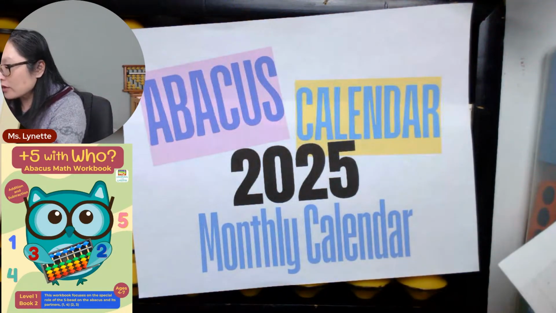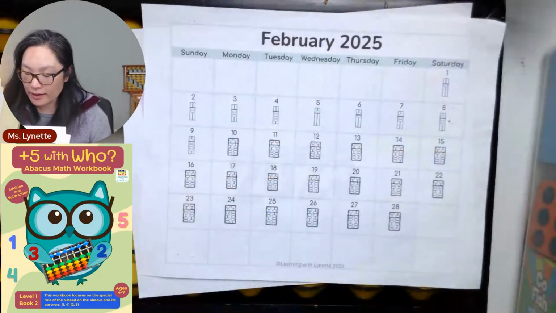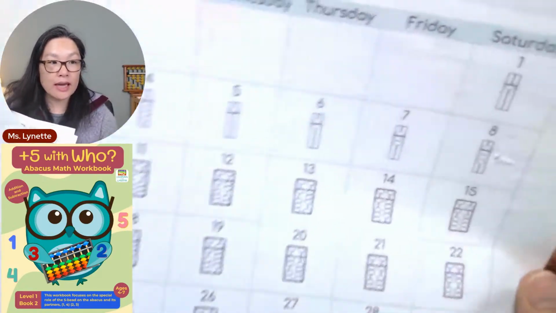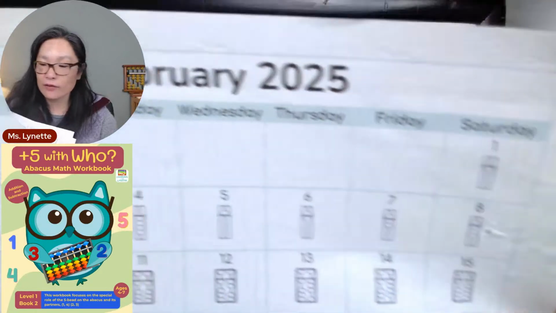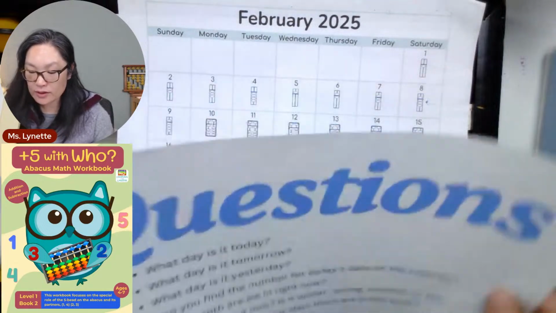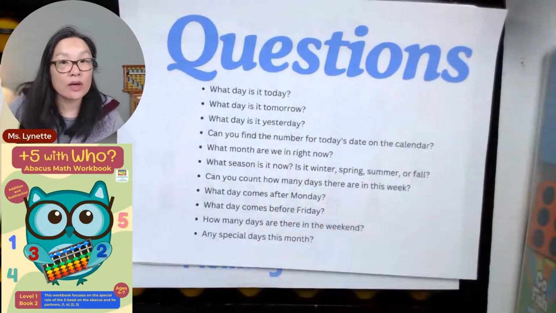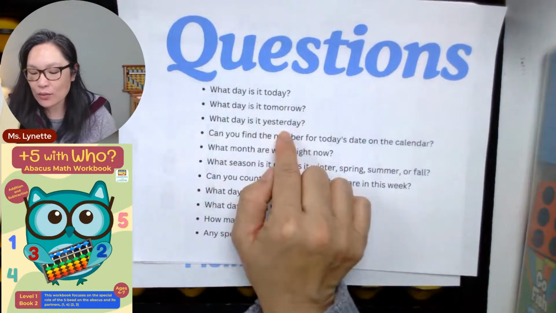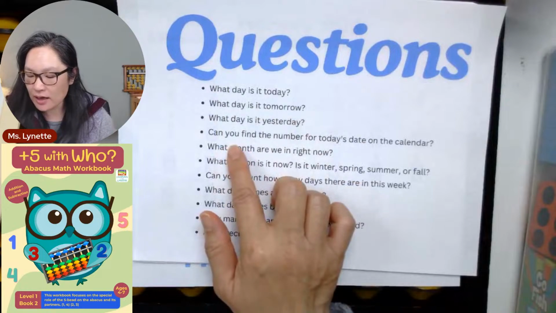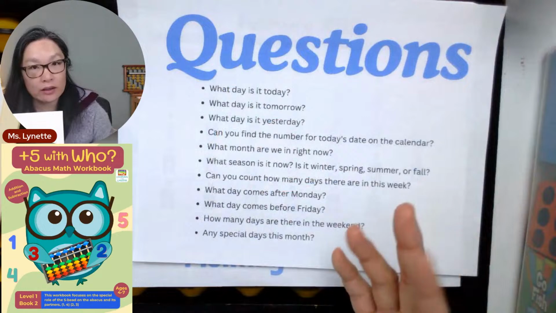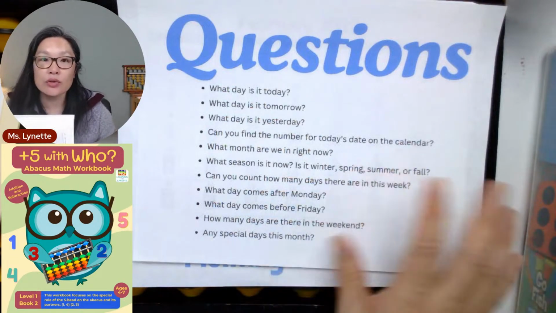So right now we're in February, and what it is is the calendar. I have it where every number has an abacus to it, if you could see that. Along with it comes prompting questions to help out. You can ask the children: what is it today, what is it tomorrow, what day was yesterday, and can you find today's date? These are prompt questions to help parents and teachers ask kids how to read the calendar.